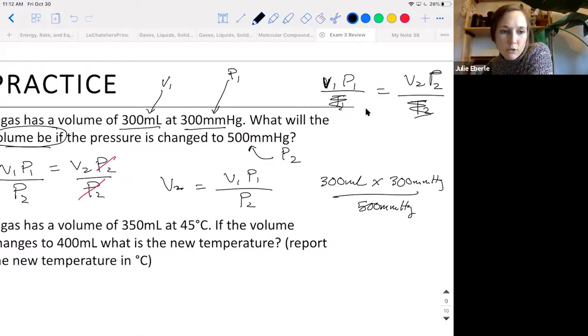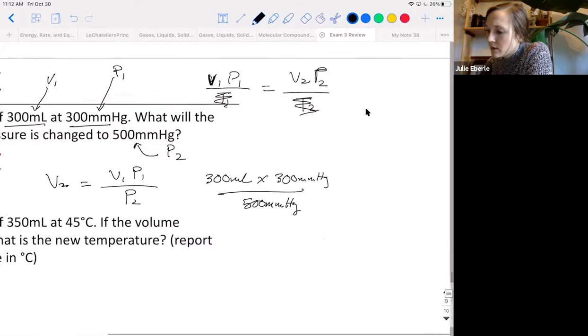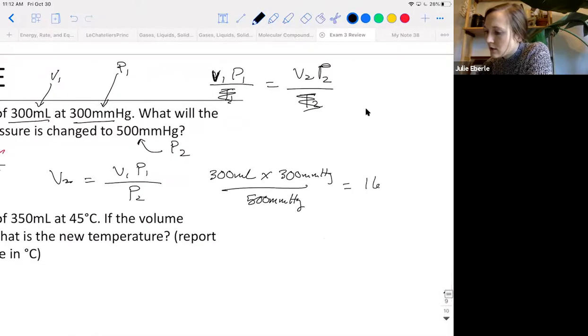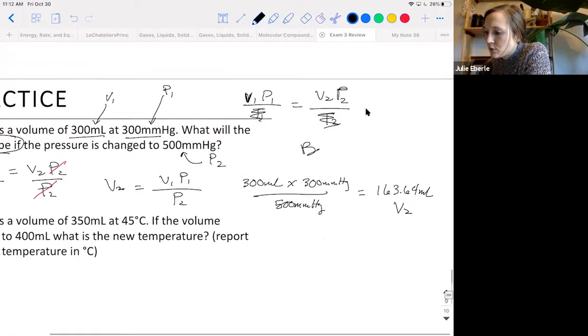And Jenna got 163.64 milliliters. So that equals 163.64 milliliters. That is V2. And this was Boyle's.